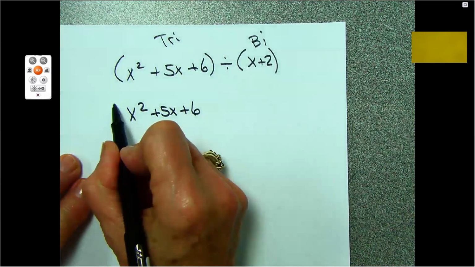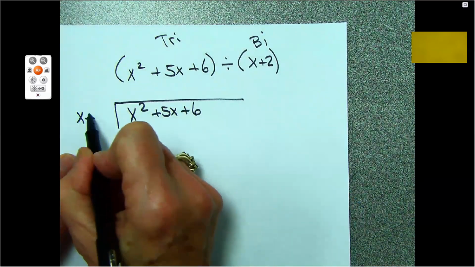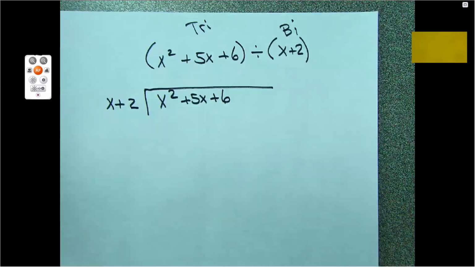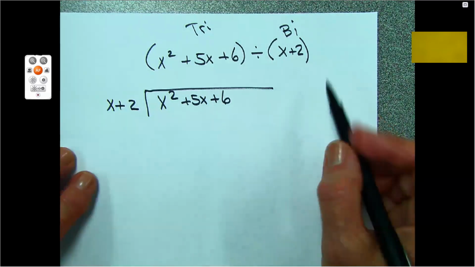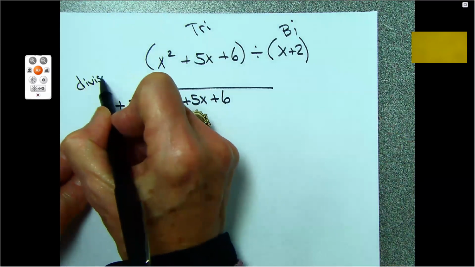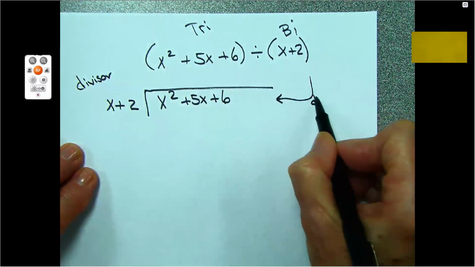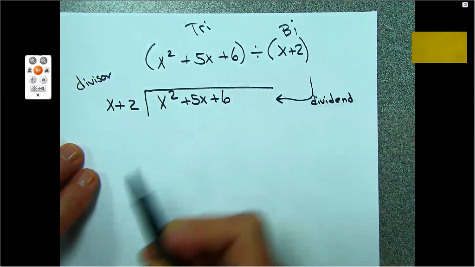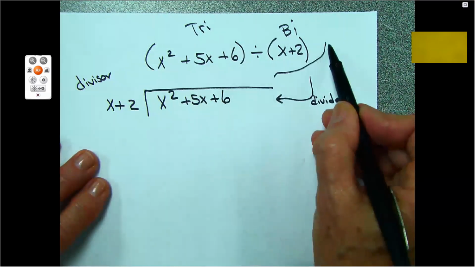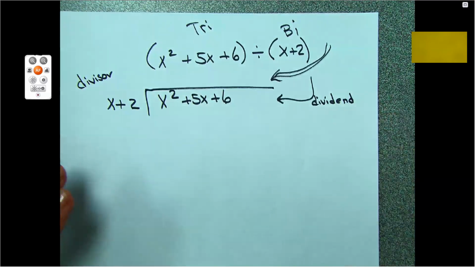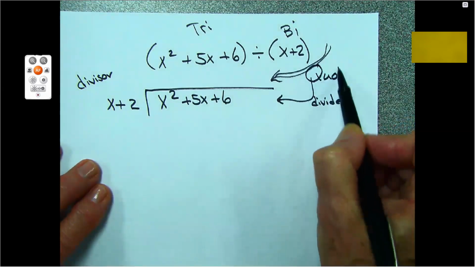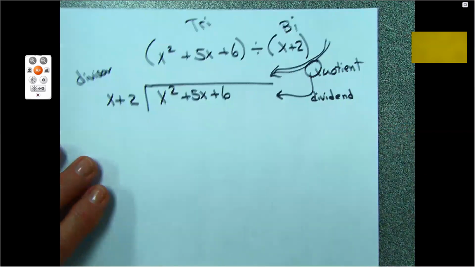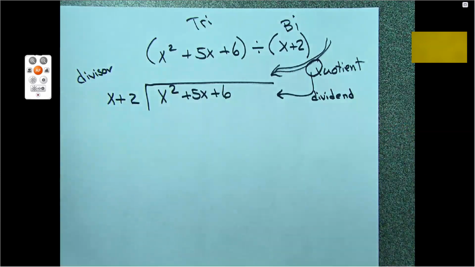So longhand division looks like that. Here's our dividend. This is what we're dividing by, the divisor. And when we divide, our answer is called the quotient. Kind of an odd term. Okay. So we're looking to solve for the quotient.